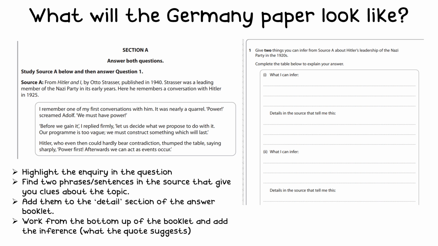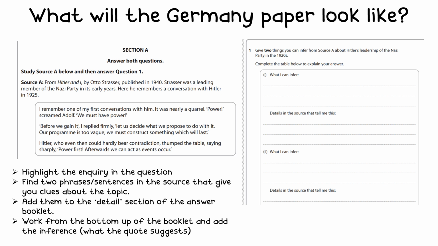So in this case, if you look at your screen on the right hand side, it says question 1 and it says give 2 things you can infer from source A about Hitler's leadership of the Nazi Party in the 1920s. So in this case, the inquiry in the question is Hitler's leadership of the Nazi Party in the 1920s. You're then going to find 2 phrases or sentences in the source, which you can see on the left, that give you clues about that particular topic. Then what you're going to do is copy those clues straight across into the details section of the answer booklet.